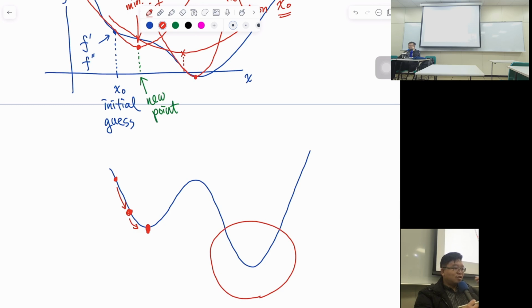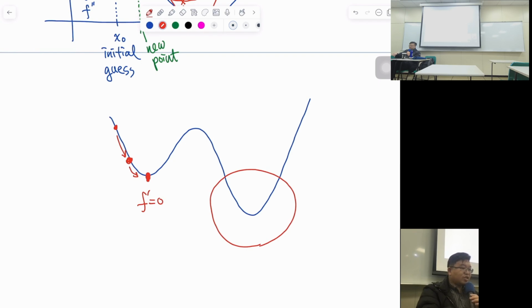So it will stop because over here your f prime equals 0. You know this is an extreme point. You cannot find a better point. You cannot find a lower point. So in this case, Newton's method doesn't guarantee to give you the minimum point. Okay, so if this situation happens, we call this point a local minimum.